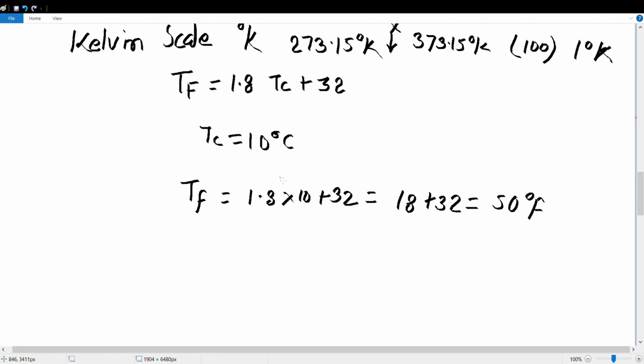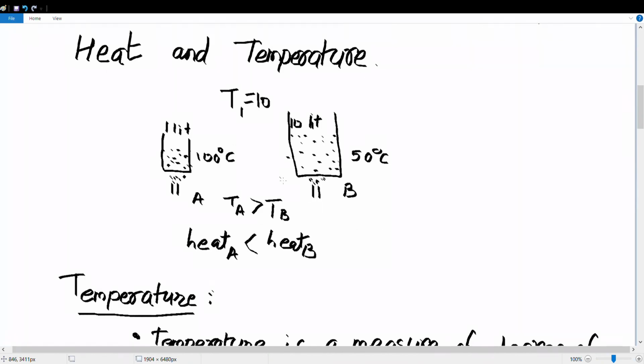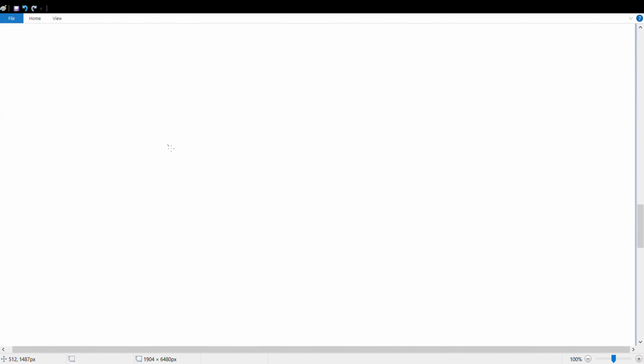This is the temperature. And now let us see what is heat. In the previous example, we have seen that heat is exchanged from the burner to the water. This heat is exchanged from the burner to the water, meaning the burner is at a very high temperature, from higher temperature to the lower temperature.